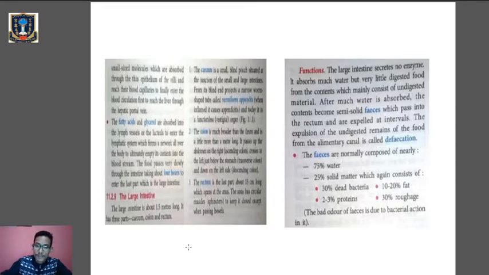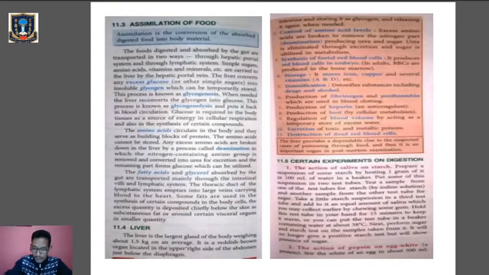The expulsion, the removal of the undigested remains of food from the alimentary canal, is called defecation. The feces are normally composed of 75% water and 25% solid matter, which again consists of 30% dead bacteria, 10 to 20% fat, 2 to 3% protein, and 30% roughage. The bad odor of the feces is due to bacterial action. So this is mainly the composition of the material that we excrete. Clear?